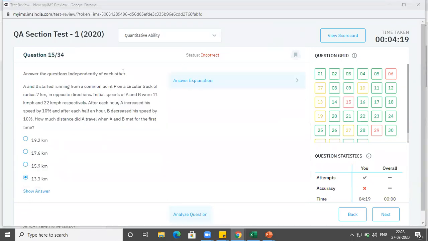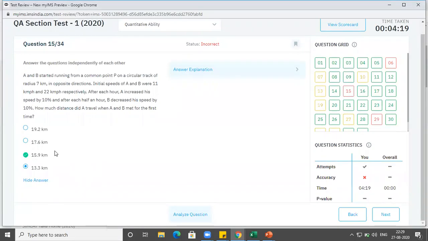Then A and B start running from a common point, a circular track. Okay. Yeah, I was feeling it while marking. I'm sure the answer is 15.9. Let's see. Yeah, 15.9. My assumption went wrong here, which was that the answer will be very much less than 17.5. And 15.9 is actually not very close to 17.5. This should have been the answer.